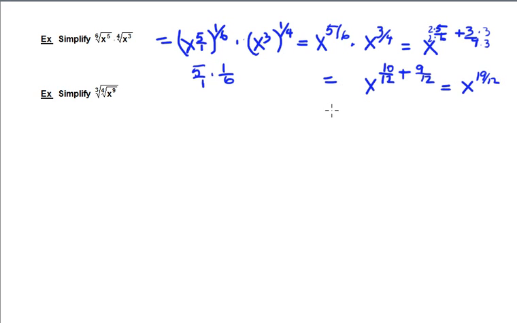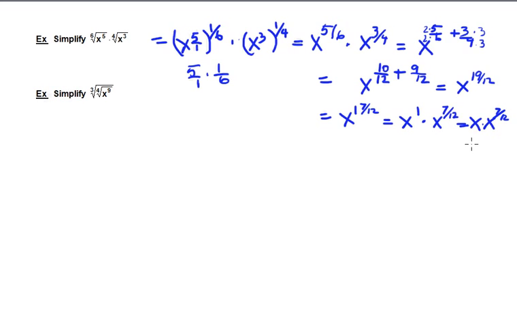Now we could leave that fraction this way, but the other thing that we could do is to convert that improper fraction to a mixed number, so it becomes x raised to the 1 7/12 power. And if we now separate this and make it x to the first times x to the 7/12, there are some who would prefer to write this expression as x times x to the 7/12, where the integer exponent, in this case first power, is separated from the factor that has the fractional exponent.